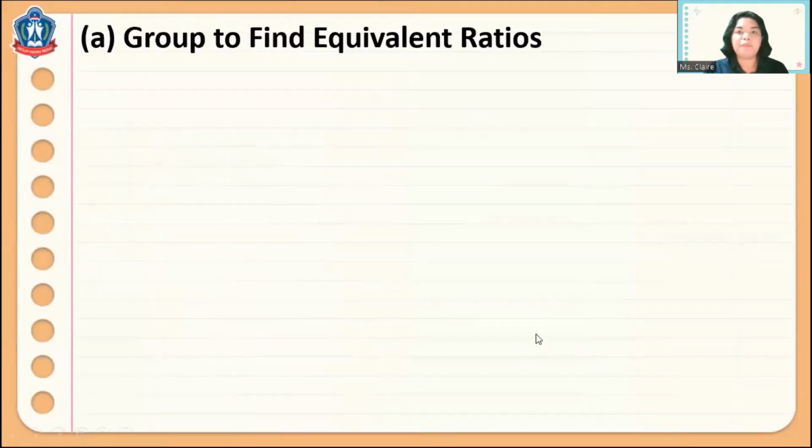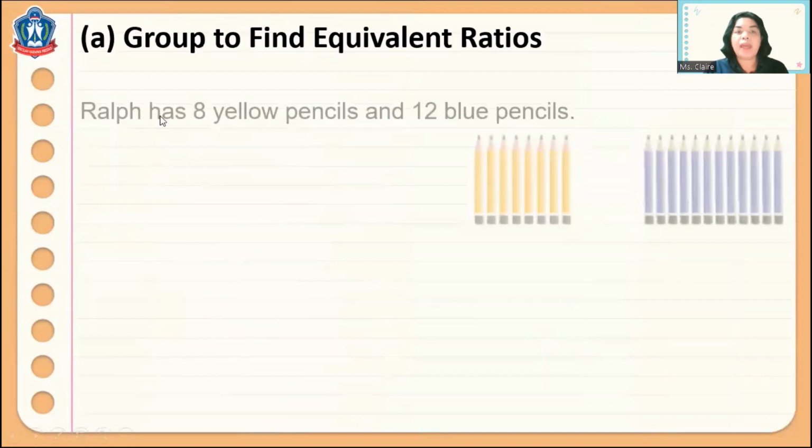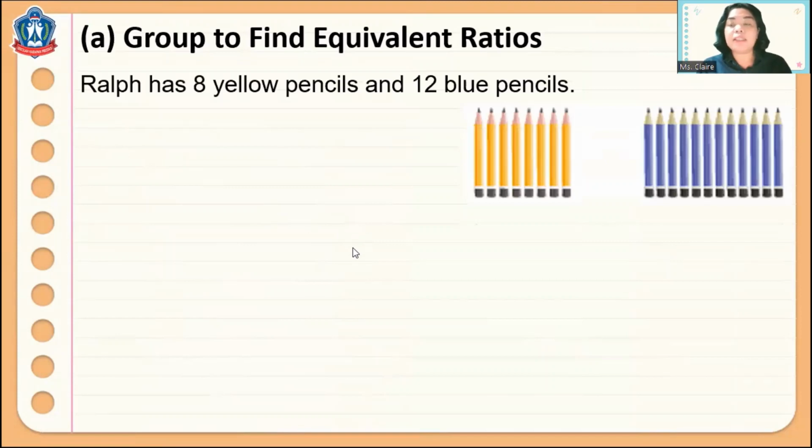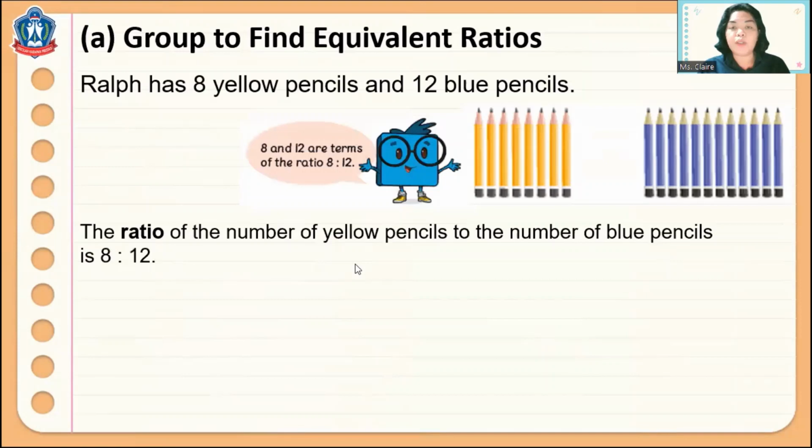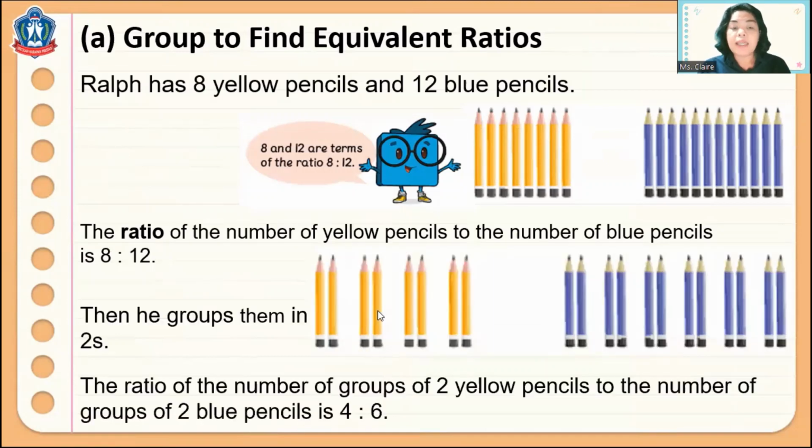Another problem, let's group and find the equivalent ratios. Ralph has 8 yellow pencils and 12 blue pencils. Take a look. So the ratio of the number of yellow pencils to the number of blue pencils is 8 to 12. Then he groups them in 2s. So there are 4 groups of 2s for the yellow pencils, and there are 6 groups of 2s for the blue pencils. So the new ratio now is 4 to 6.